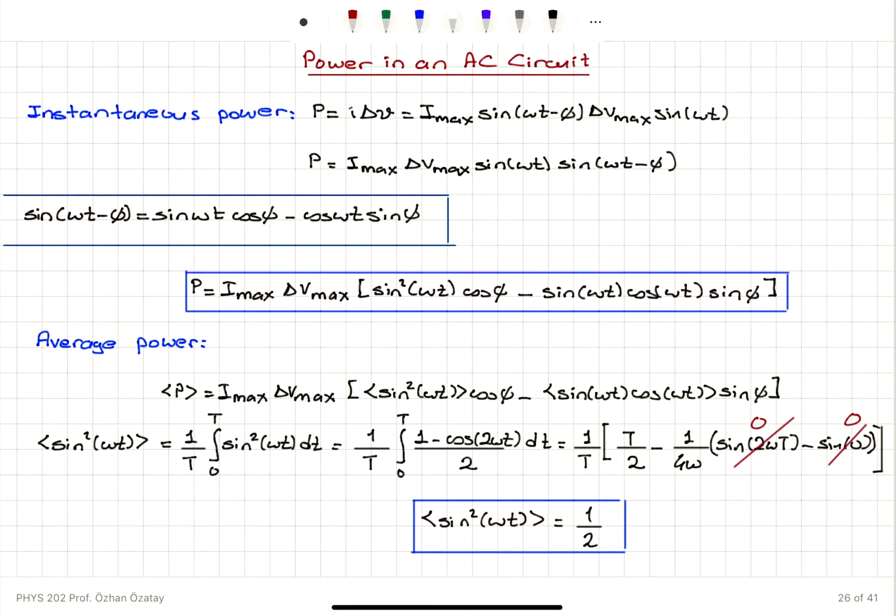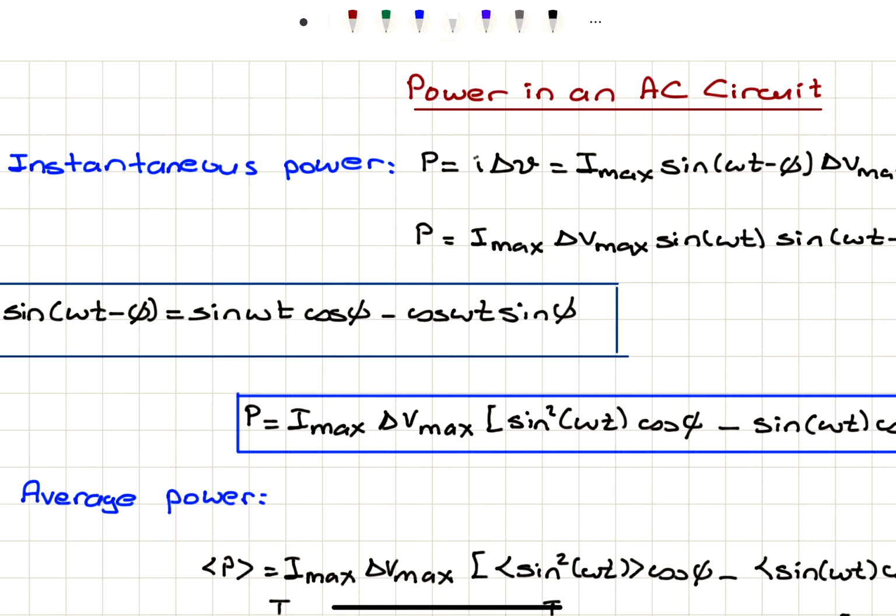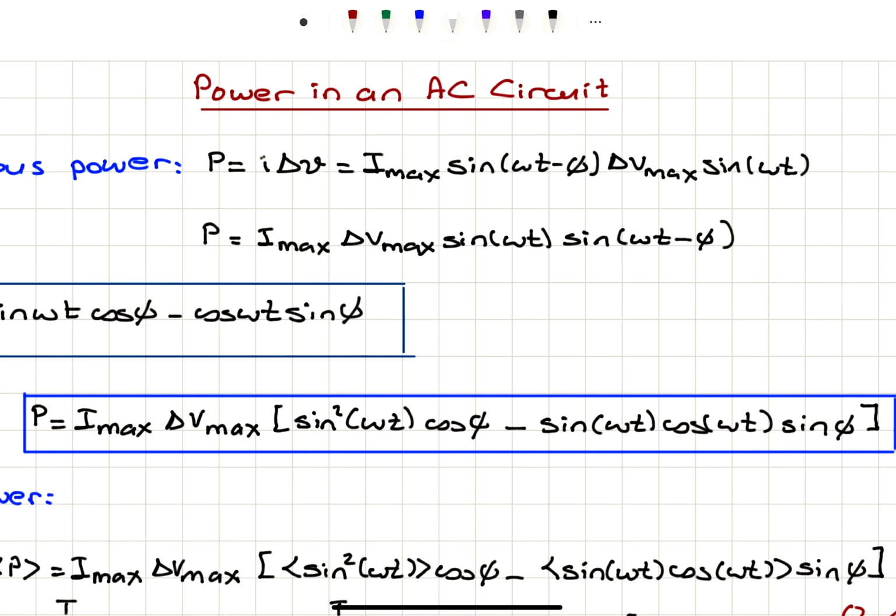Now we said that there is a phase relationship between current and voltage in an AC circuit, such that if the AC source voltage is ΔV max sine ωt, the current will be I max sine(ωt minus φ), reflecting this phase difference. Now when I calculate the instantaneous power, that's the power delivered at time t, I multiply the instantaneous current value, I max sine(ωt minus φ), with the voltage, ΔV max sine ωt. So this will give me an instantaneous power, I max ΔV max sine ωt sine(ωt minus φ).